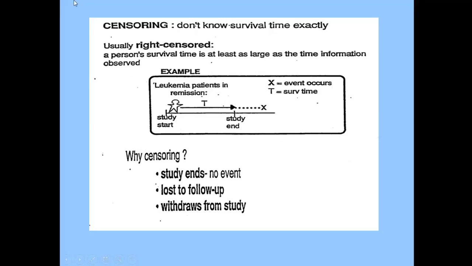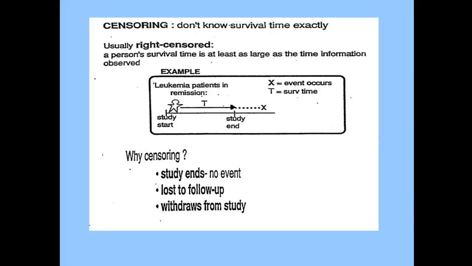Right censoring. And this is something you probably had in 530, maybe. What you mean by right censoring is that a person's survival time is at least as large as the time information observed. So in the leukemia example, it may be that you got somebody that was in there at the start of the study, and the study ended. I mean, that's one way this can happen. The study ended, and they still were in remission. We're talking about how long were they in remission, okay?